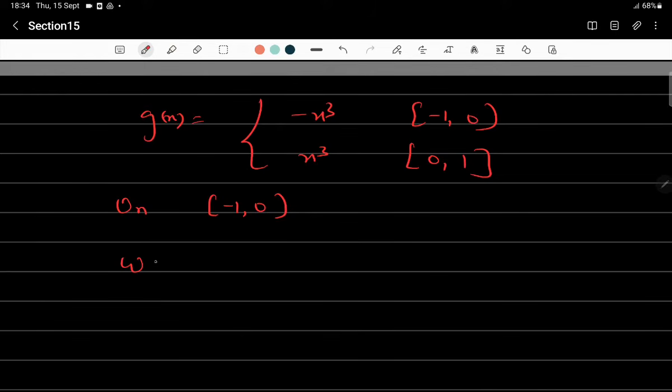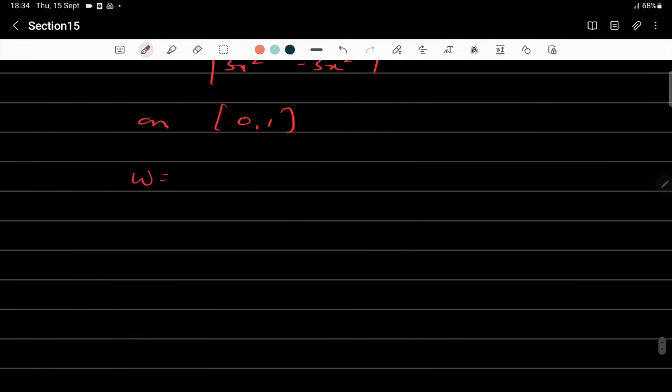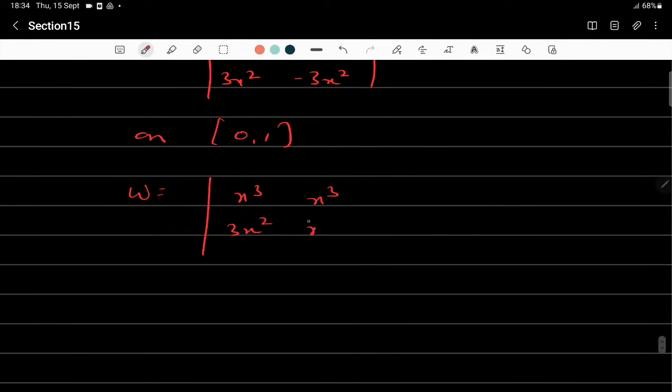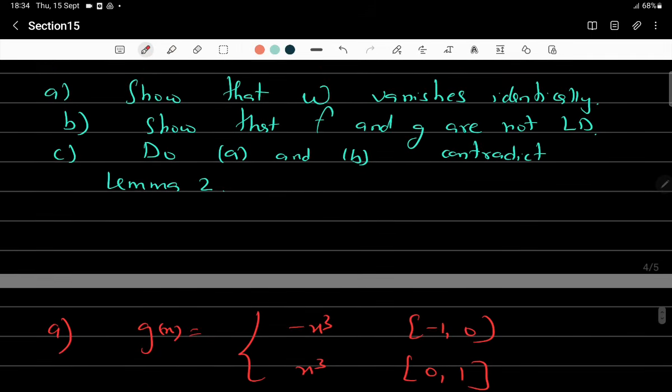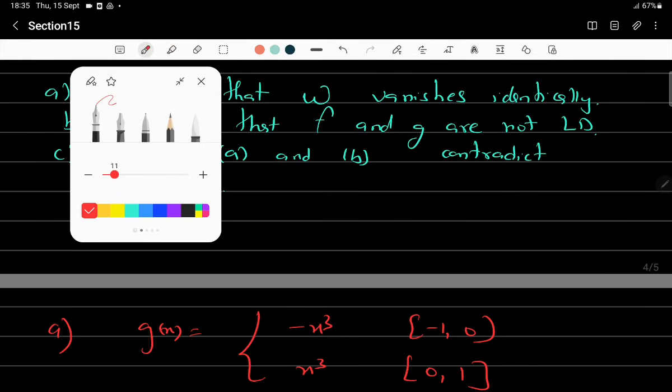So on minus 1 to 0, the Wronskian is x cube times minus 3x square, minus 3x square times x cube, which is 0. Do it by yourself. Similarly on 0 to 1, the Wronskian is x cube times 3x square minus 3x square times x cube, because f of x is x cube in both cases, and g of x is minus x cube and x cube. So this is again 0. So this is part 1. Part 2 says to show that f and g are not LD.